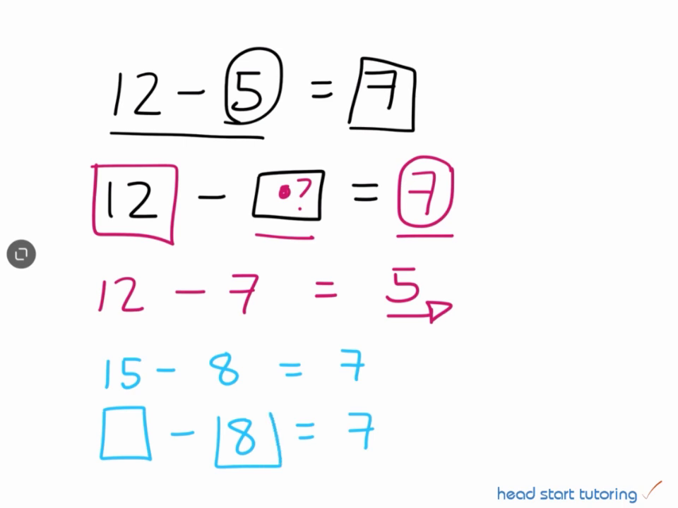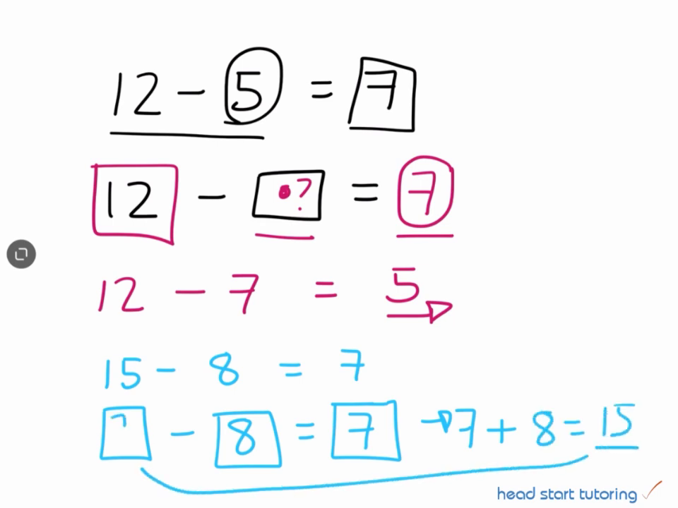If we were given a blank there, minus 8 gives us an answer of 7. Well, we then need to add these two numbers together. So 7 plus 8 equals 15, and that would be our question mark.